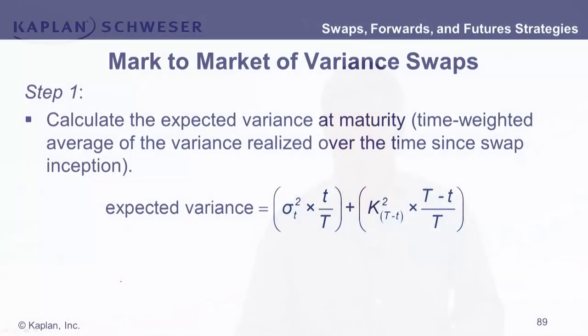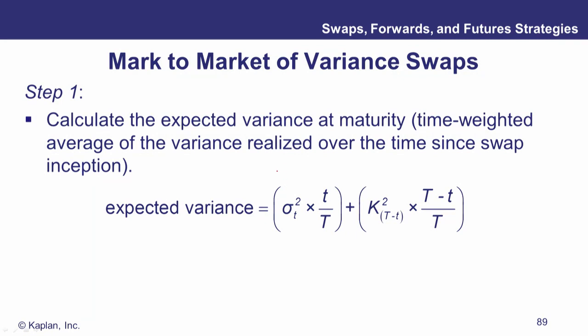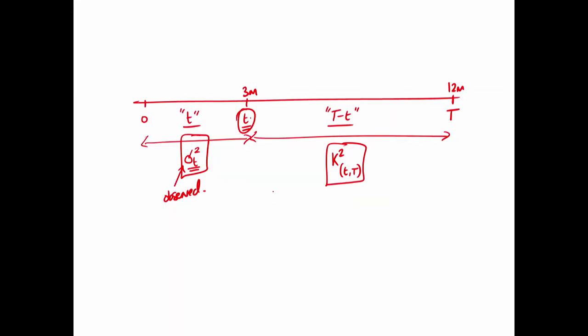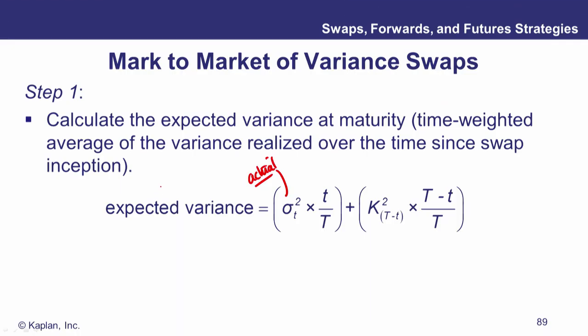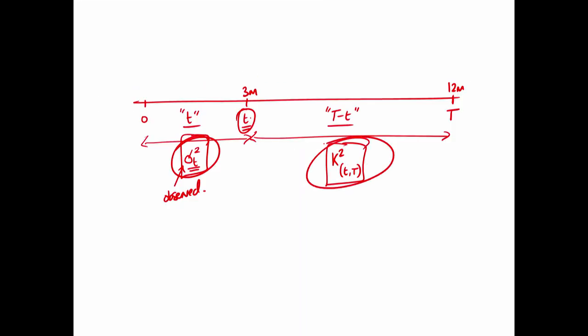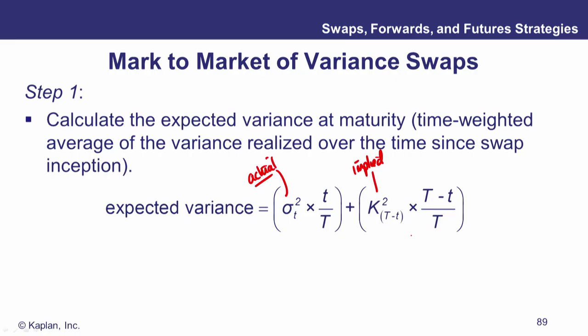So step one is the weighted average. It looks ugly, but we're going to take the actual annualized variance we've seen up to little t, weight it by little t days out of big T days, and then take the implied variance over the next big T minus little t days and give it its appropriate weight. Once you get that expected variance, obviously if it's high, the fixed leg is winning. In other words, the variance buyer is winning. If it's low, then it's the other way around. The fixed leg is losing. It looks like an ugly formula, but it's really just a weighted average. That's all it is.